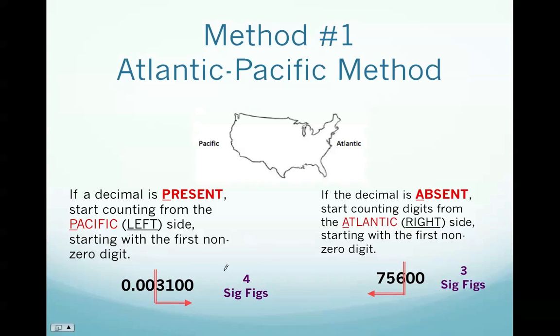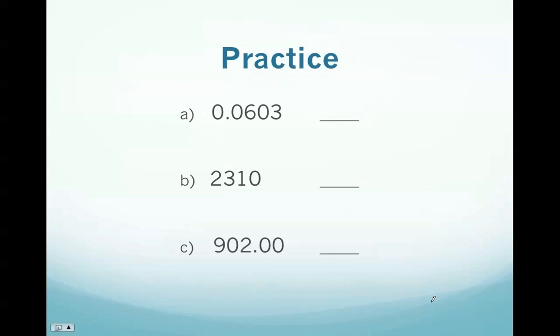If, however, just keep in mind, this number was 75,600 and included a decimal point there, we would then revert back to the Pacific side method, where we would start from the left-hand Pacific side and move over so that we're counting all the digits involved, and thus this would be 5 sig figs. Okay, something to point out that will keep coming up as we go through these examples.